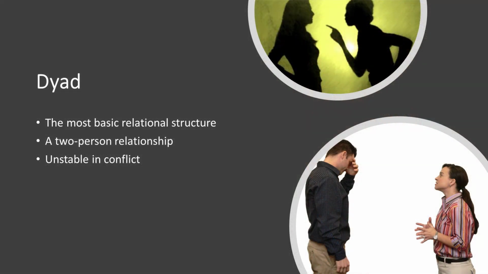Let's start by mentioning the first and most basic relational structure called a dyad. A dyad is a two-person relationship. This could be between two coworkers, a married couple, a teacher and student, and so on. In the absence of conflict, the relationship remains stable and the anxiety between these two people remains underneath the surface.